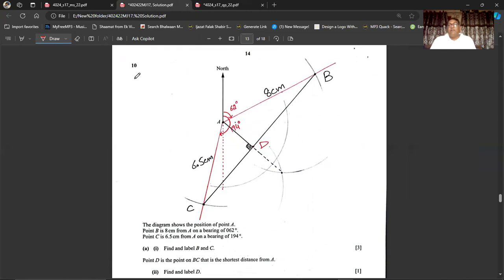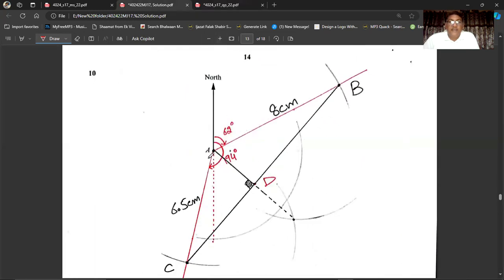Now I will open my compass 8 centimeter, and I will put the needle of the compass on A, and I will draw an arc of 8 centimeter where it cuts this bearing line of 62 degrees, and that is the point B.